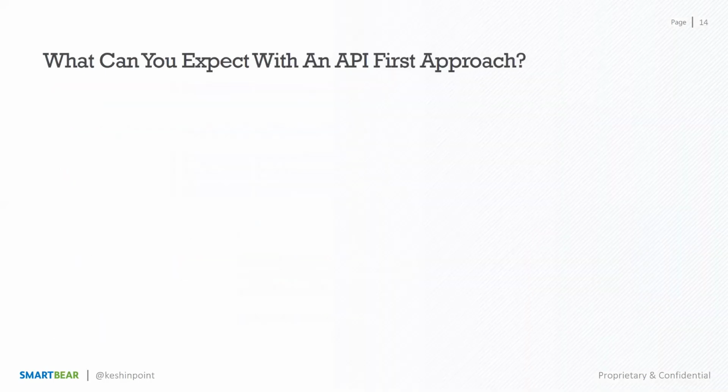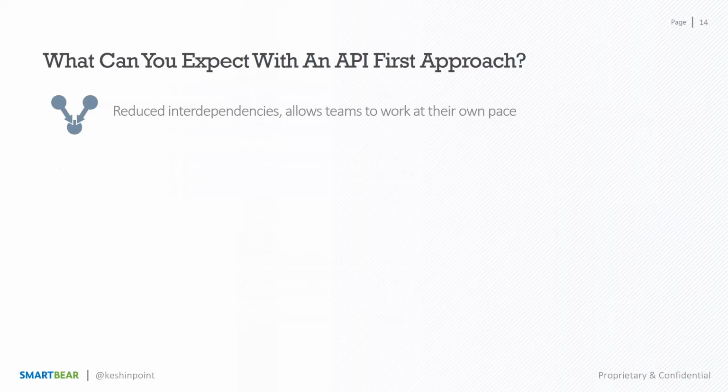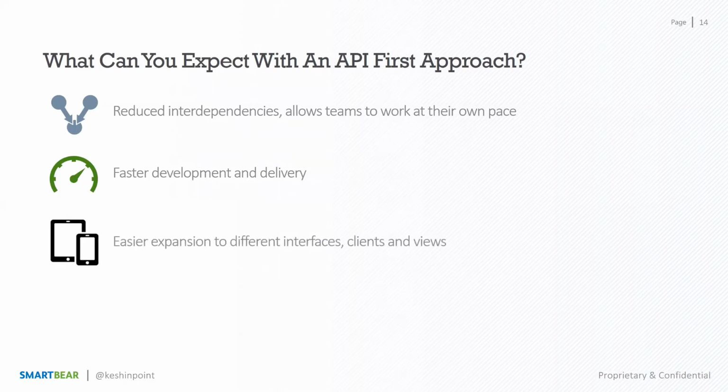So what can you expect when you adopt an API-first approach? One is, of course, reduced interdependencies that allow teams to work at their own pace, because of which a byproduct is going to be faster development and delivery. So you can rest assured that you're going to be getting features, bug fixes and really new products and services out there at a much faster rate, because different teams can work at their own pace without any dependencies. And it's also very easy to expand into different interfaces, different clients, different views, different devices, without much hassle, because you're exposing all of your data through APIs.